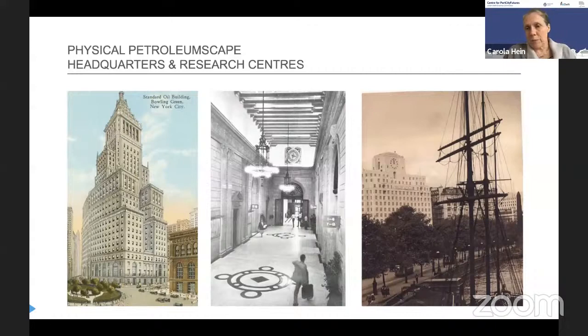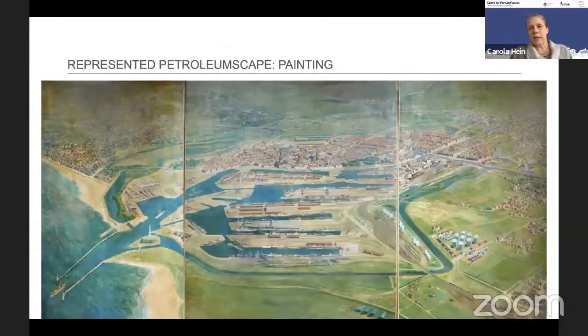Now, this was the part of the kind of dirty oil, but these same flows and this petroleum scape also extended to the administrative headquarters. Here, New York or London or wherever you will look, these places emerged because of the presence of oil. And still up to the 1920s, 30s, this transfer of oil across the world was largely celebrated. And I really use the word celebrated here.